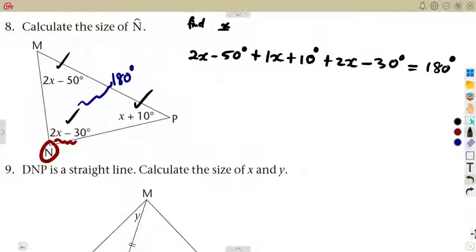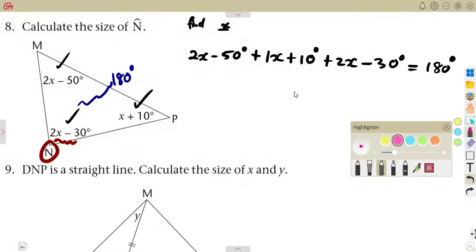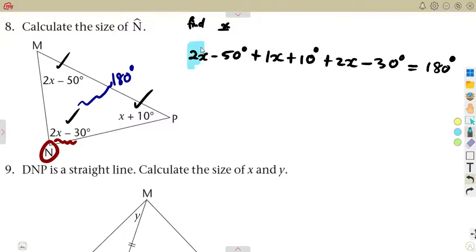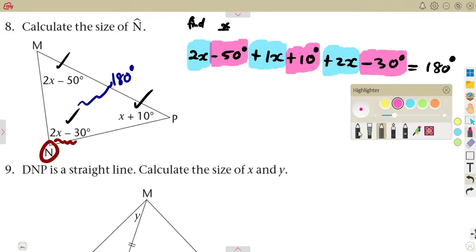So let's go back to our algebraic equations. We're going to collect the like terms where there is x, 2x there. There we have got 1x, and there we have got 2x again. Then in terms of the numbers, the angles, we're going to work with the minus 50 degrees, the 10 degrees, and the minus 30 degrees. You combine those angles together.